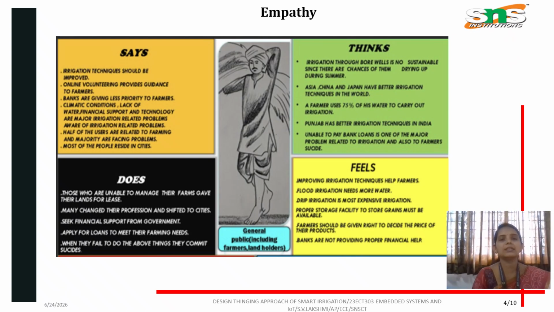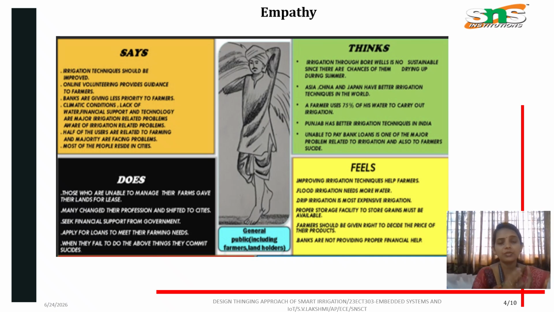First, let us discuss stage 1, that is empathy. Smart irrigation is an intelligent water management system which automatically monitors the soil and environmental conditions and supplies water to plants only when required. By integrating the Raspberry Pi with sensors, pumps, and communication modules, the system helps conserve water, reduce human effort, and improve crop productivity.